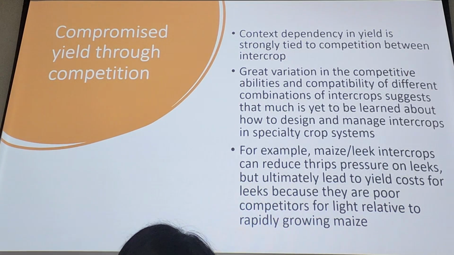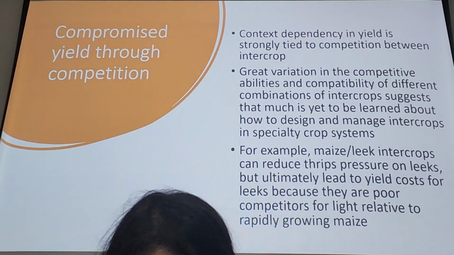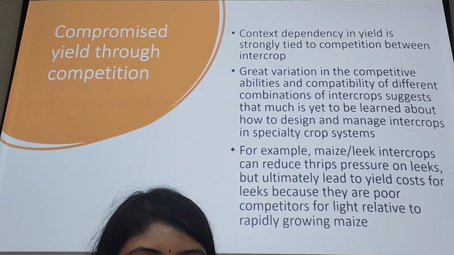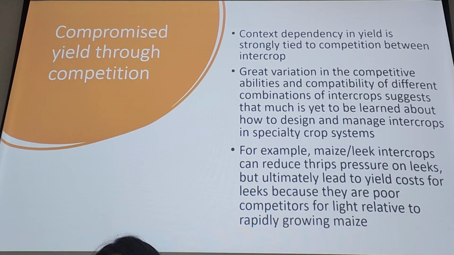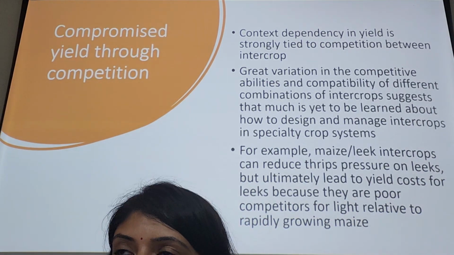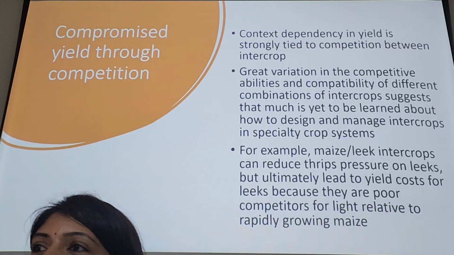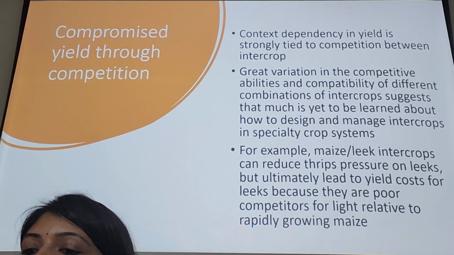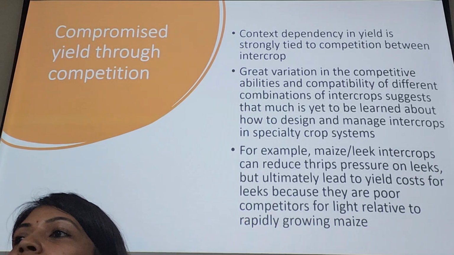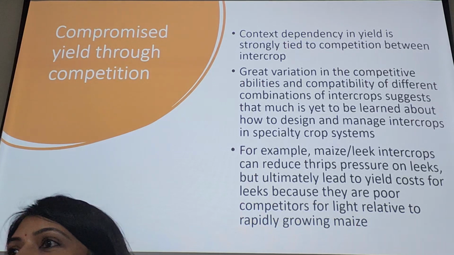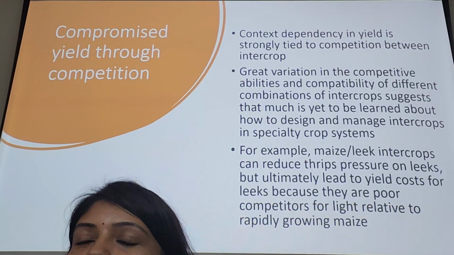Now we look at the compromised yield through competition. Okay, when we intercrop, the yield is completely dependent on the competition between the crops that we choose to intercrop. So there is a great variation in terms of competition between the crops. So we really need to understand which crops we want to pair, so that both of the crops are able to utilize whatever resources efficiently and also grow to their fullest potential and increase yield.